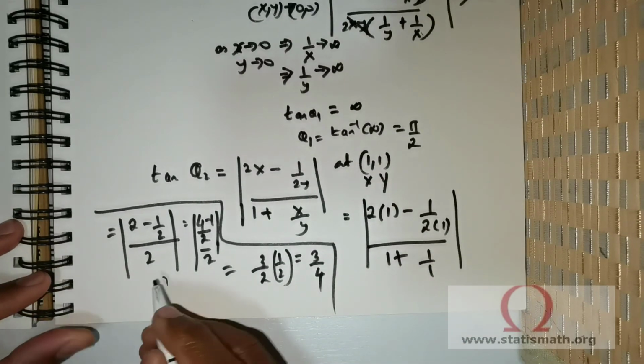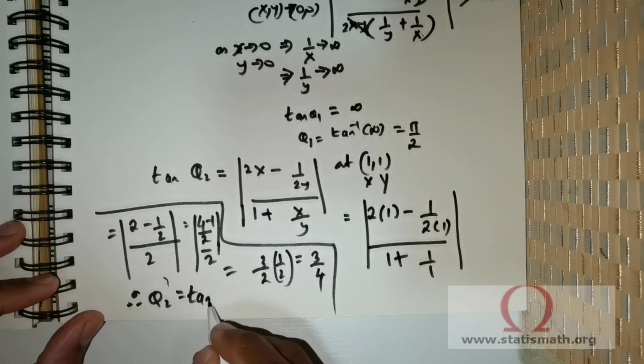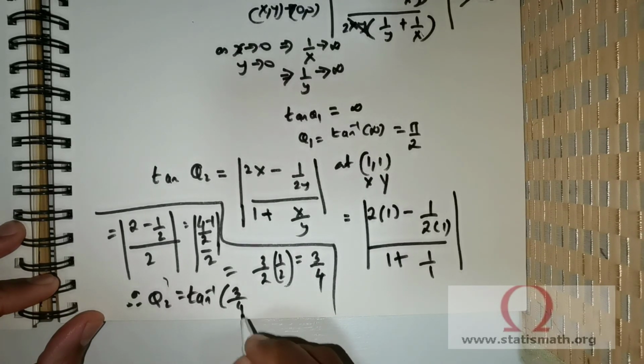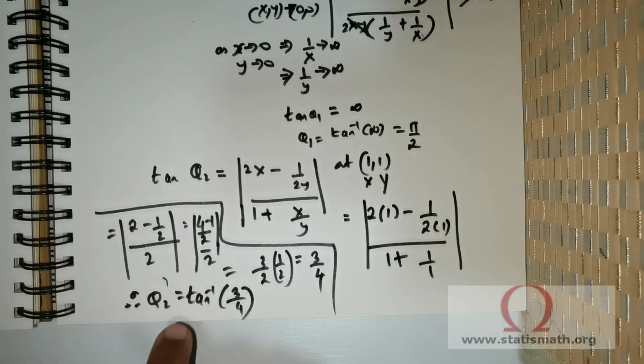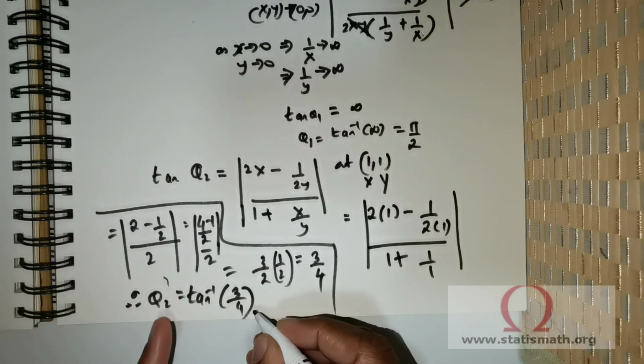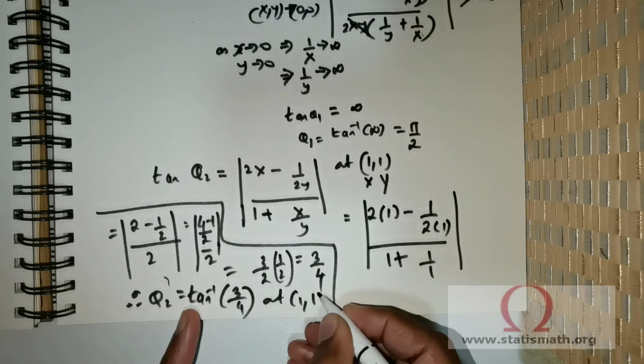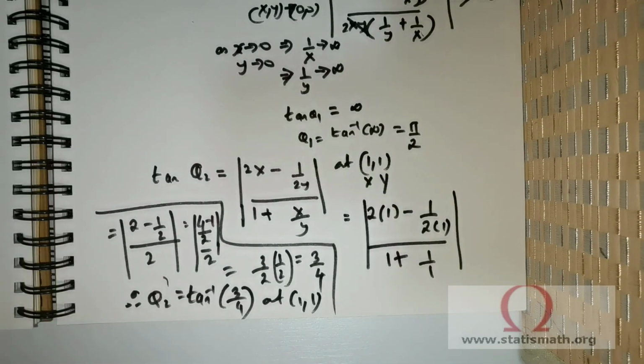So therefore theta 2 is going to be tan inverse of 3 over 4. This is the second intersection. So theta 2 is equal to tan inverse of 3 over 4. That is the angle at which the two curves intersect at the point (1, 1). So this completes the solution to this question.